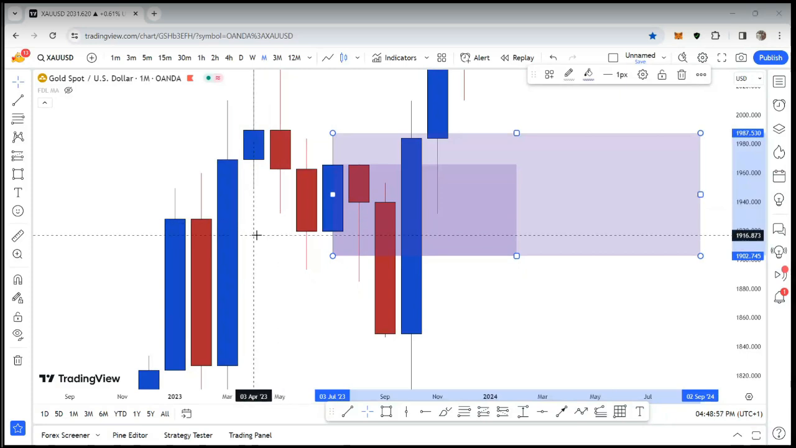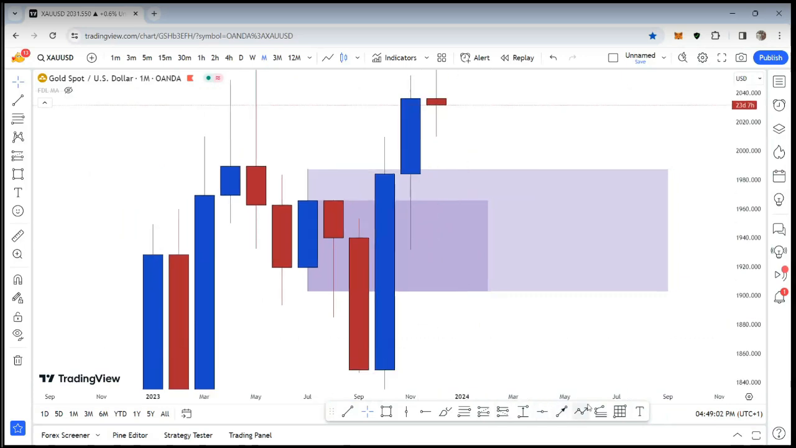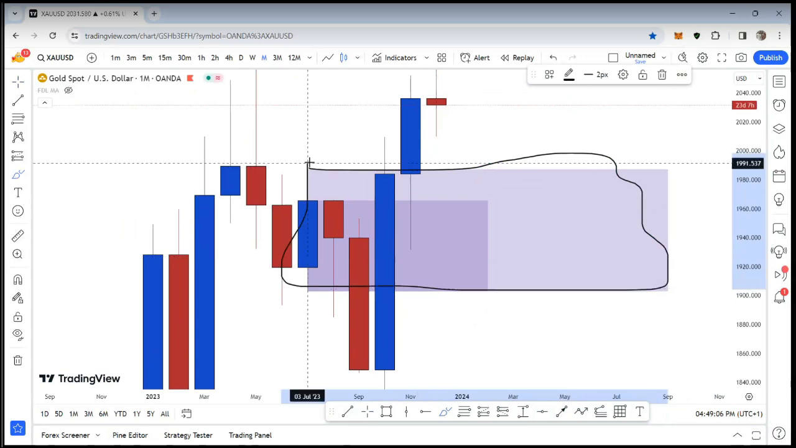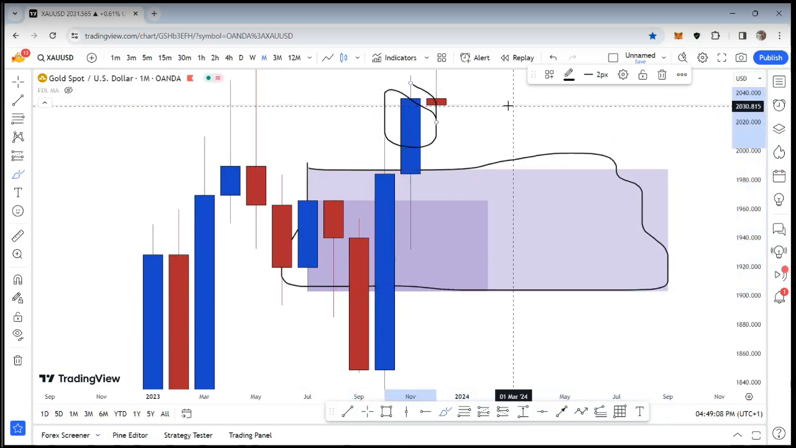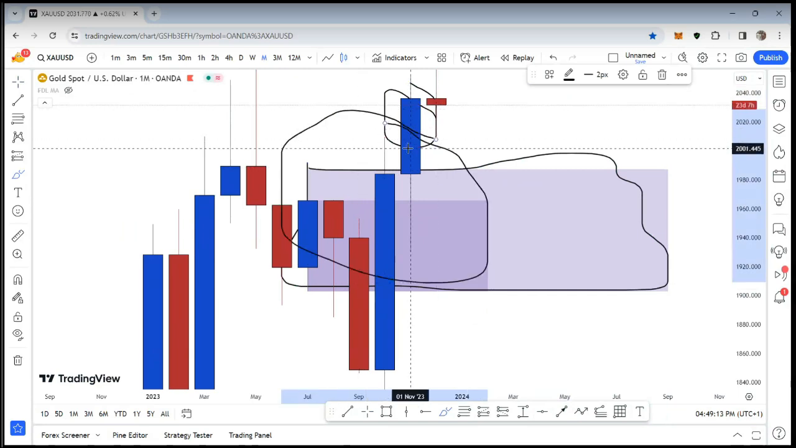Sorry about that, guys. So now, if I had actually waited for this candle, this zone to be broken out of, right? This would have been late. This would have been very late. Anyways.